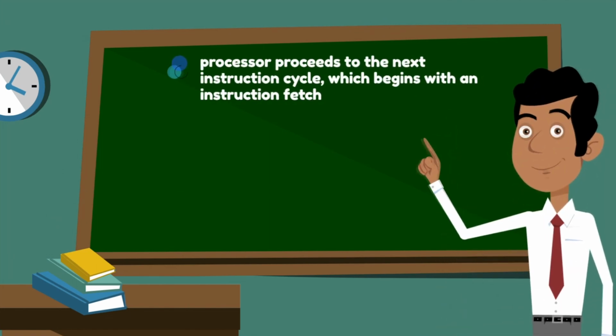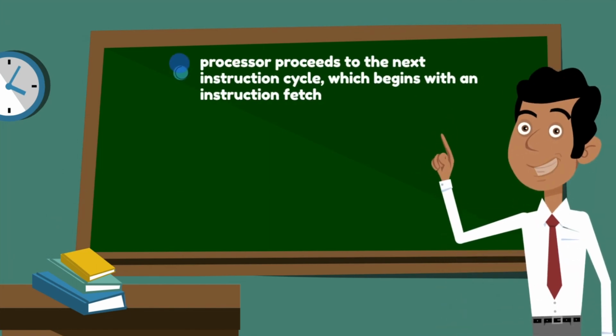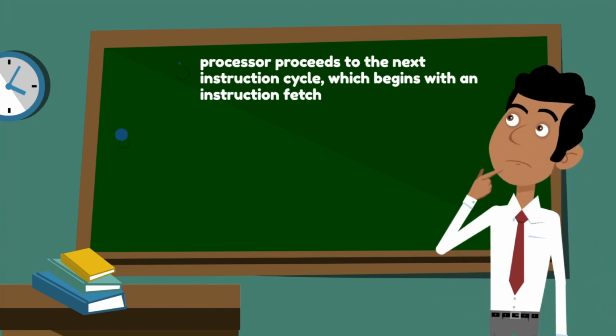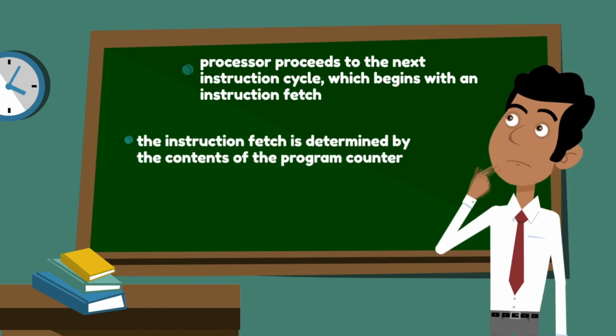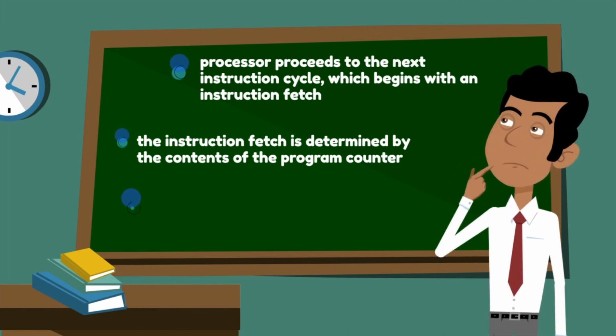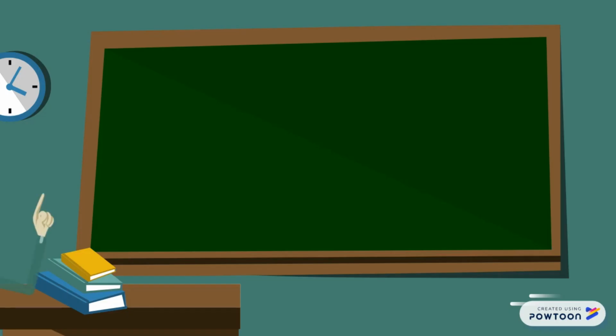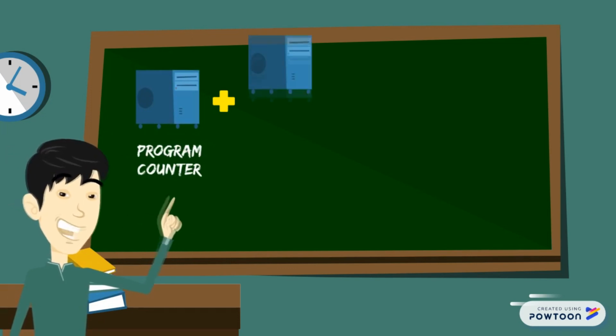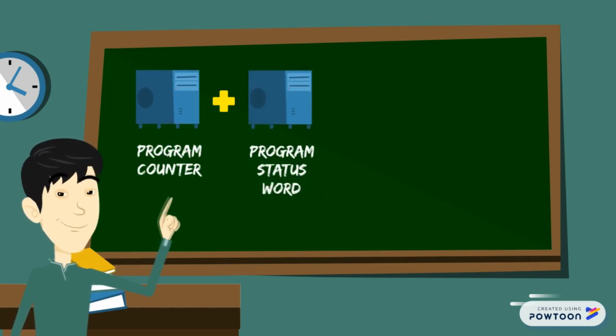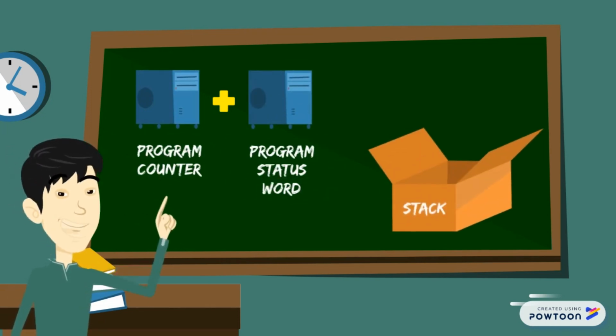Once the program counter has been loaded, the processor proceeds to the next instruction cycle, which begins with an instruction fetch. Because the instruction fetch is determined by the contents of the program counter, the result is that control is transferred to the interrupt handler program. At this point, the program counter and PSW relating to the interrupted program have been saved on the system stack.